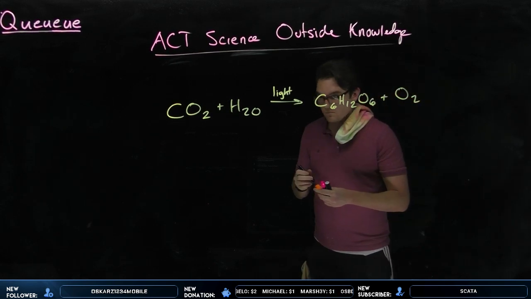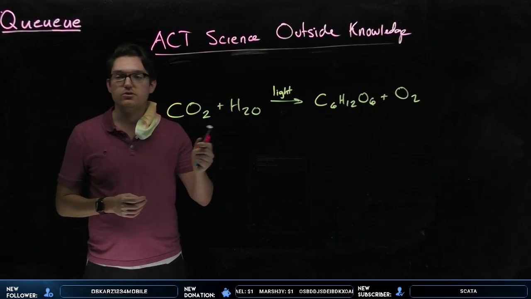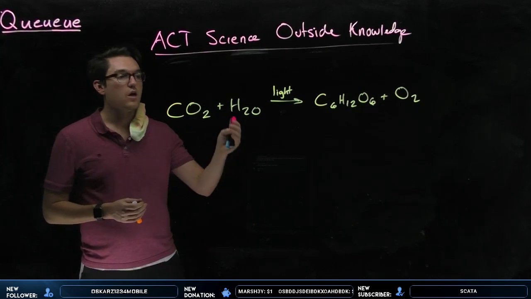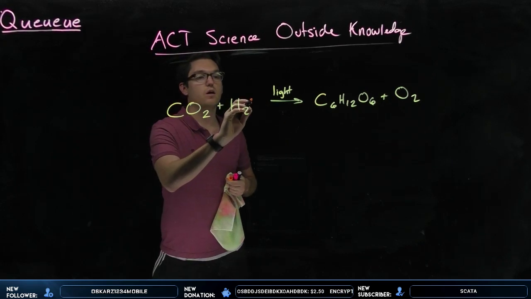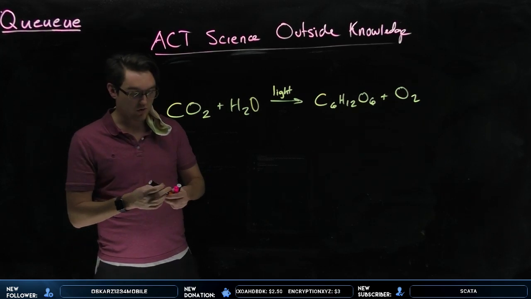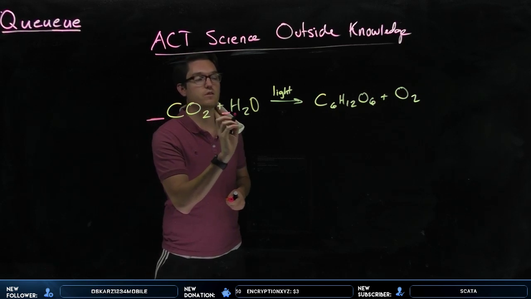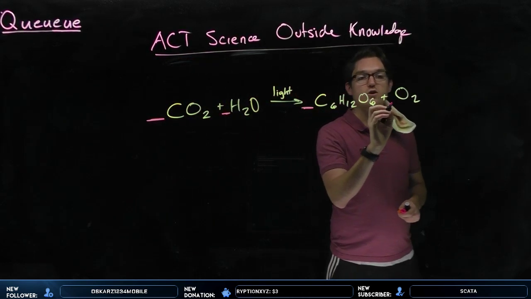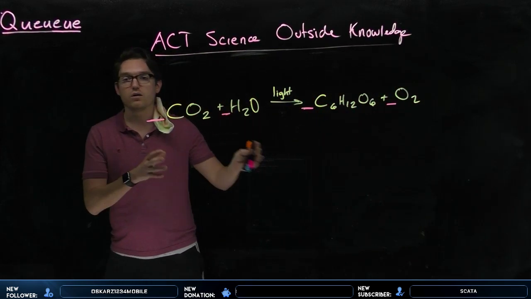Okay? So these subscripts represent how many of these atoms we have. So CO2 is one carbon atom, two oxygen atoms. H2O is two hydrogen atoms and one oxygen atom. You can see how that continues. So with balancing chemical equations, what you're trying to do is figure out the coefficients, the numbers in front of these molecules, which make sure that you have the same number of atoms of each type on both sides.